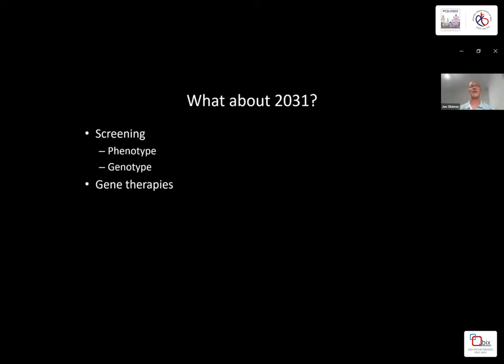And that's now. So what about in 2031? Well, now we're going to have gene therapies. We're going to have screening. I imagine that ECG screening will now have come of age. We'll have phenotype. People bringing their own phenotype with them might even bring in their own genetic diagnosis with them.